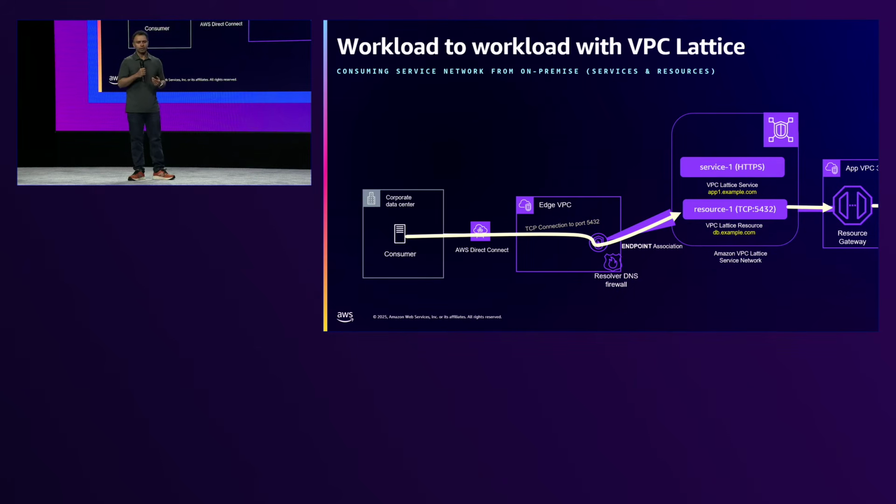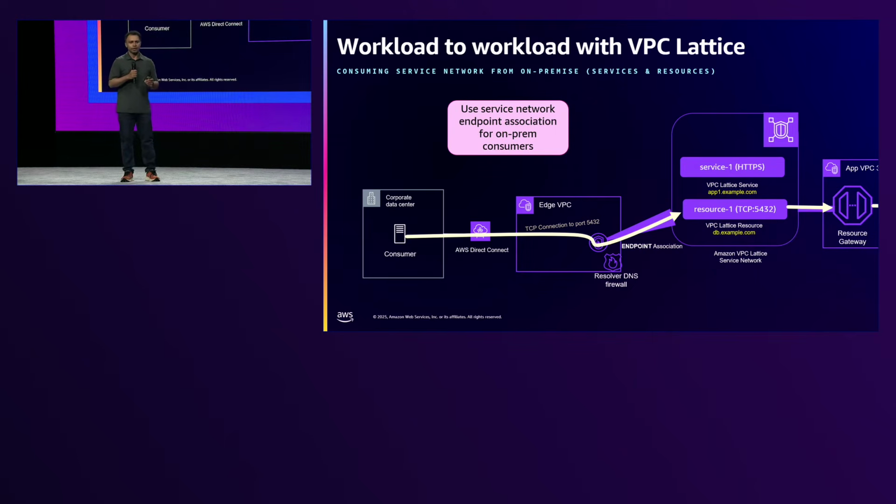Once traffic is on Lattice, Lattice knows where to send that traffic, whether to a service or to a TCP resource. So the pro tip out here is use the service network endpoint association when your consumers are sitting outside of AWS. Why? Because this will give you the routable IP address that your consumers can hit.